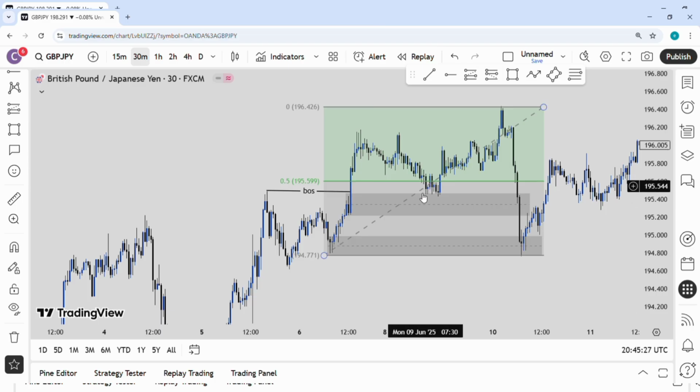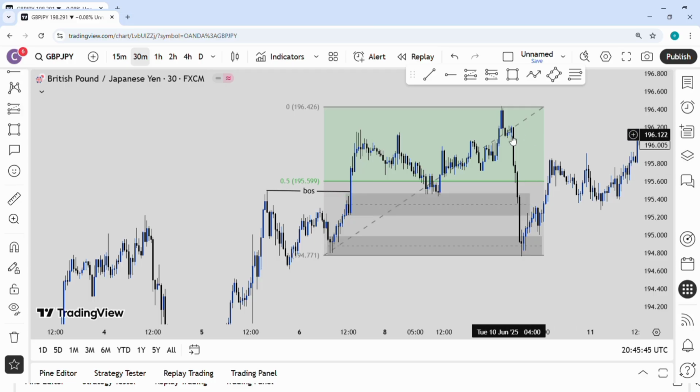Now, as you can see from this particular place, price has already mitigated this fair value gap over here, and this order block is invalid. This order block is invalid. We need something like a confluence before we can trade this particular order block, because price has already mitigated its fair value gap.